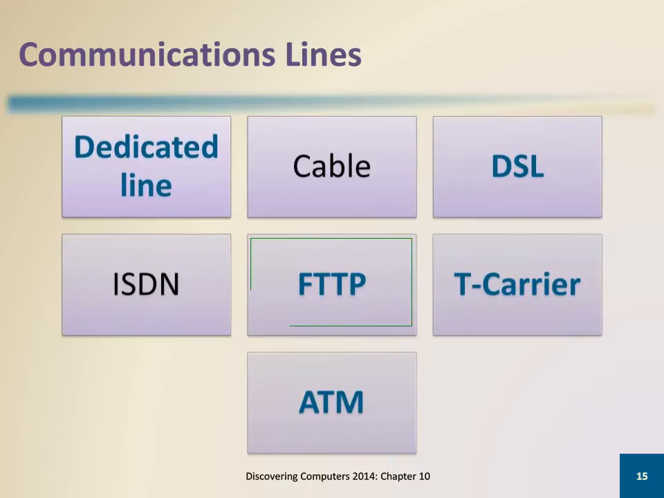Fiber to the premises uses fiber optic cable to provide extremely high-speed Internet access to a user's physical permanent location. T-carrier line is a type of long-distance digital phone line that carries multiple signals over a single communications line. Asynchronous transfer mode is a service that carries voice, data, video, and media at very high speeds.